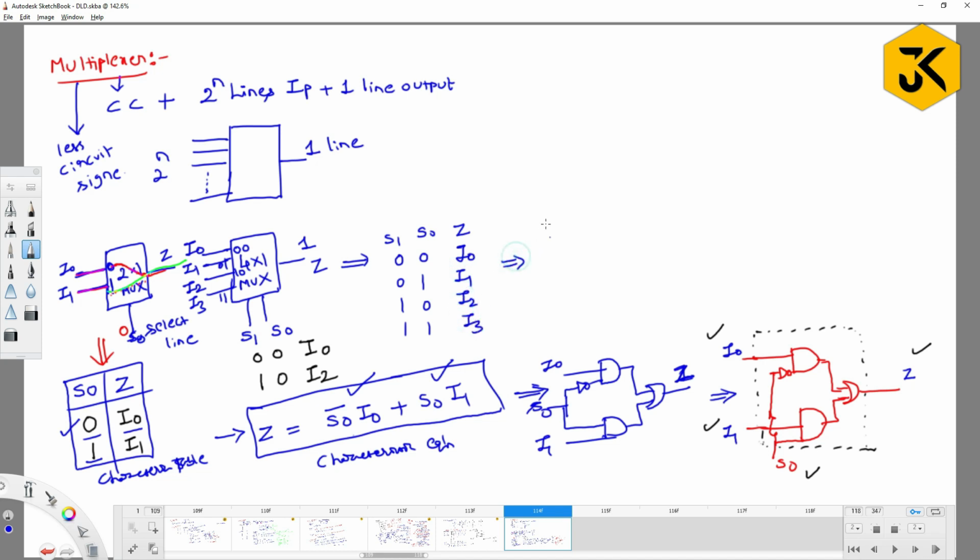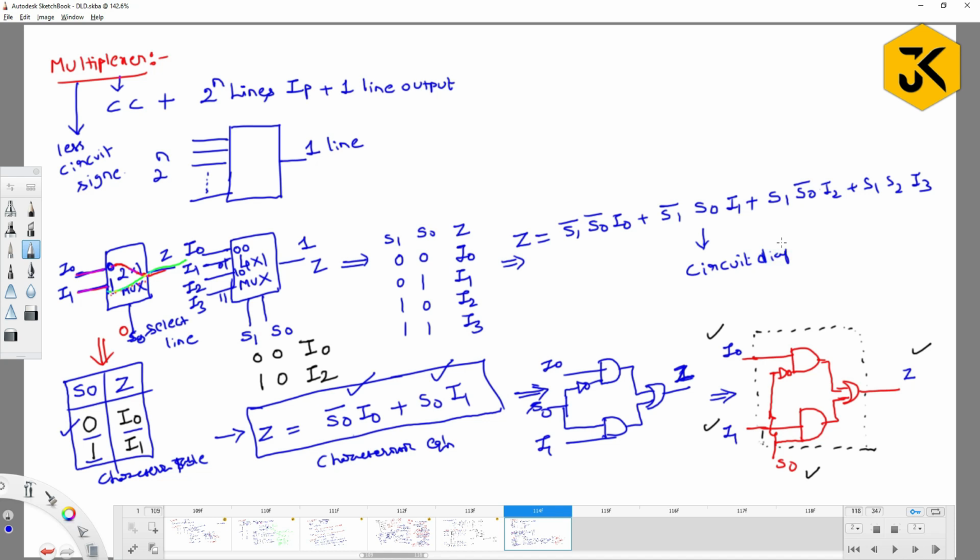The same thing you can write as Z equals S1 bar S0 bar I0, plus S1 bar S0 I1, plus S1 S0 bar I2, plus S1 S0 I3. This is what I call the characteristic equation. From this, you can draw the corresponding circuit diagram.